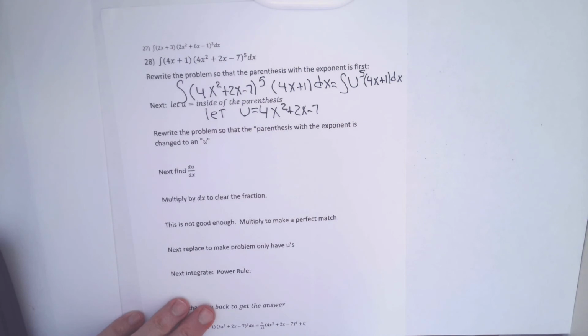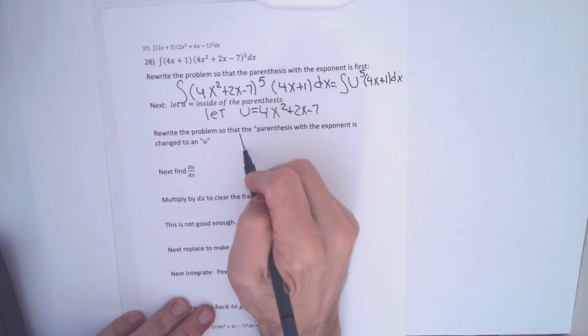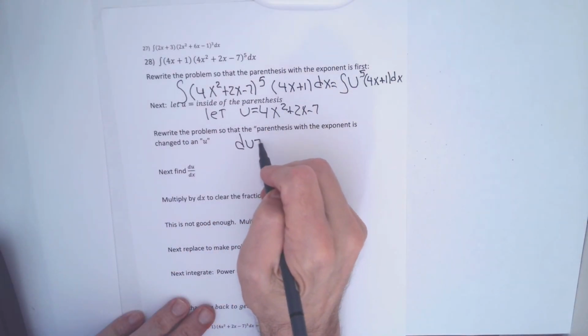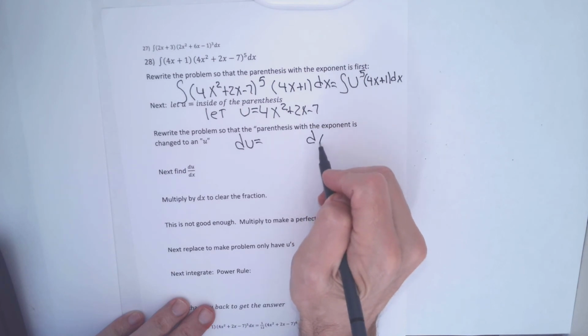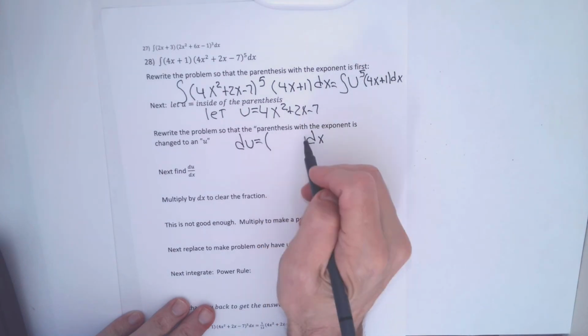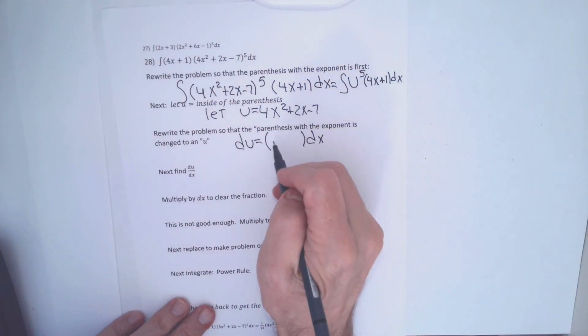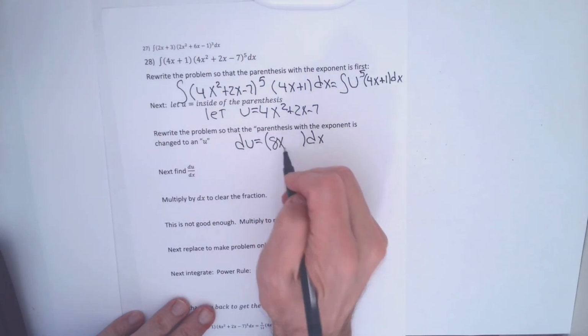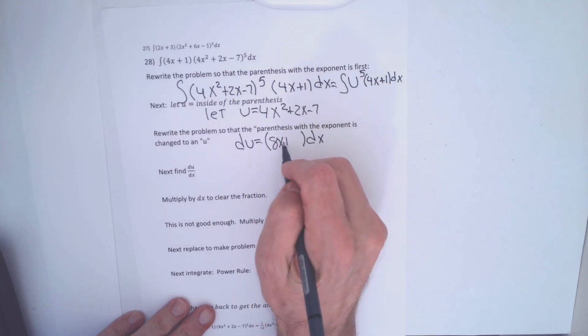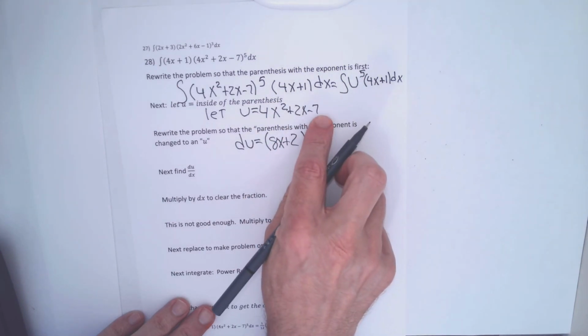And in this case, let me do the derivative of u. I'm going to get du. I'm going to move the dx over to the other side. And because there's going to be two terms on the right-hand side, I'm going to put a parentheses. The derivative of 4x squared is 8x. The derivative of 2x is 2. The derivative of 7 is 0.